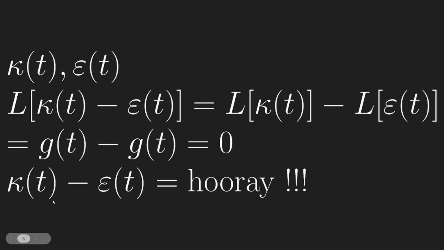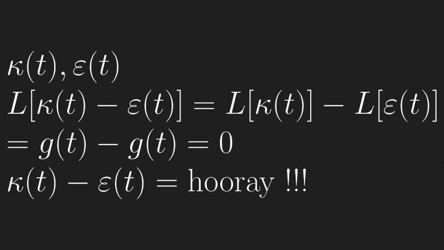So our k of t minus e of t, which I'm just now realizing is kappa of t and epsilon of t, oopsie, is not equal to... hooray. It is actually equal to this right here, which is actually a solution for our homogeneous equation, because look, it equals 0, right? So this right here is a solution to the homogeneous second order differential equation, all right?